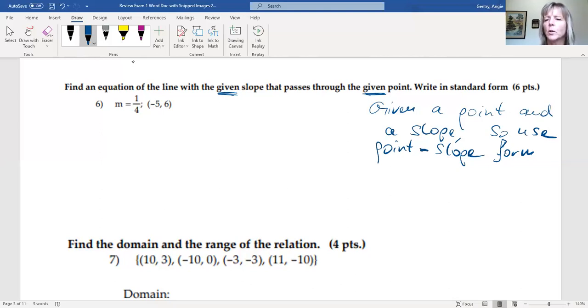Okay, given a point and a slope, so use point slope form, which is this thing. And you're given the formulas, but you're not told what name they have. So you need to recognize this as the point slope form.